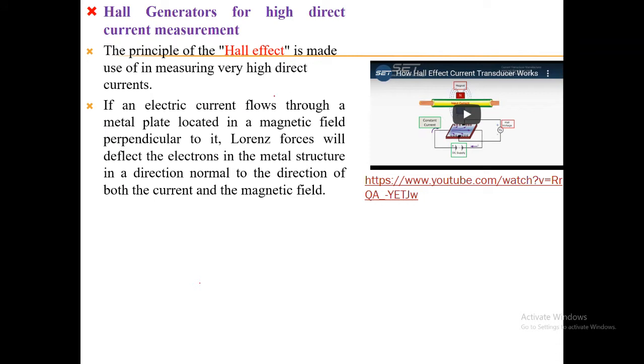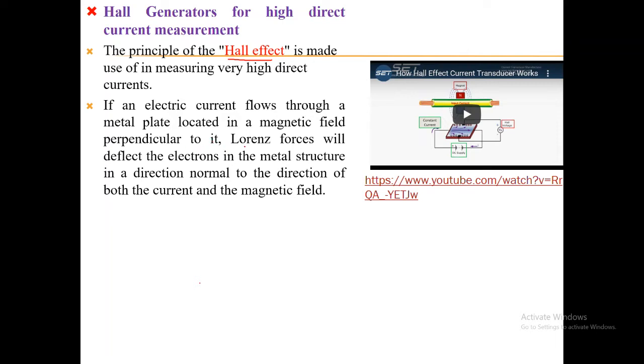So what do we mean by the Hall effect? If an electrical current is flowing through a metallic plate located in a magnetic field, as you can see in the video, the current carrying conductor is placed in the magnetic field. So when the electric current is flowing through this metallic plate, which is located in a magnetic field perpendicular to it, you can see over here that a DC supply is connected to the current carrying plate, and that plate is placed into the magnetic field, which is perpendicular to the direction of the flow of the current flowing through the metallic plate.